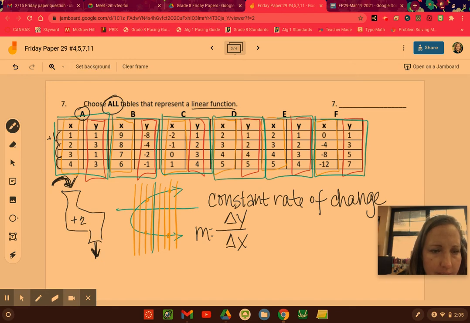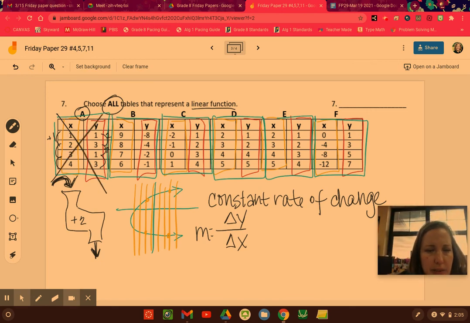And then every time those increase by 1, what's happening to my y? 1 plus 2 is 3, 3 minus 2 is 1, and then 1 plus 2 is 3. So I didn't have a constant rate of change, did I? It went up, then it went down, and so this would have been 2 over 1, and this would have been negative 2 over 1. So this is not a possibility.